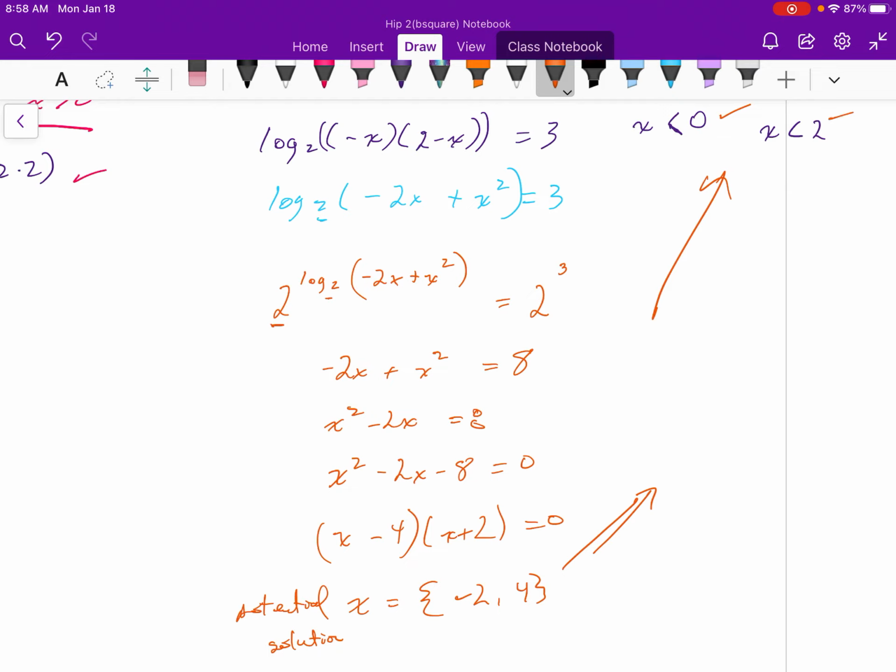However, I have to compare them to my restrictions. So negative 2 obeys restriction number 1 and number 2. 4 is not less than 0 and it's not less than 2. And really, what you need to do is just not observe one restriction. So 4 is out of the mix. So therefore, x is equal to negative 2. Right.